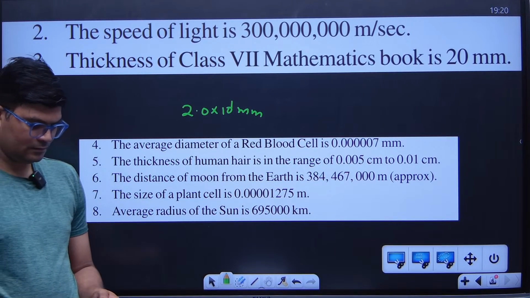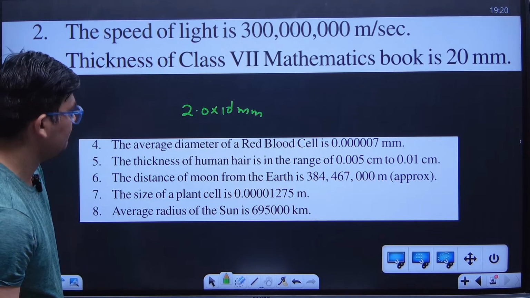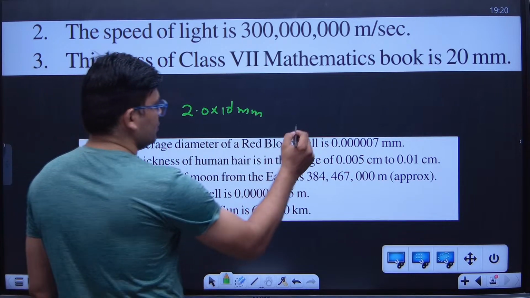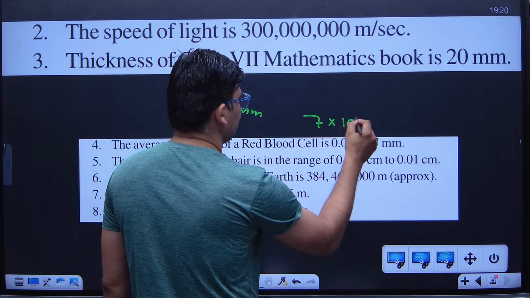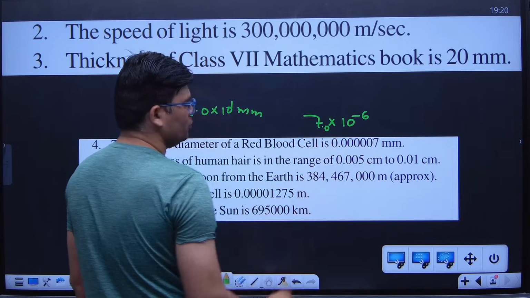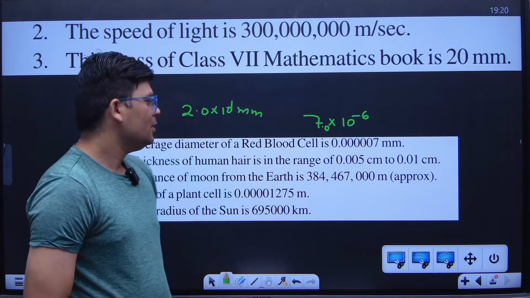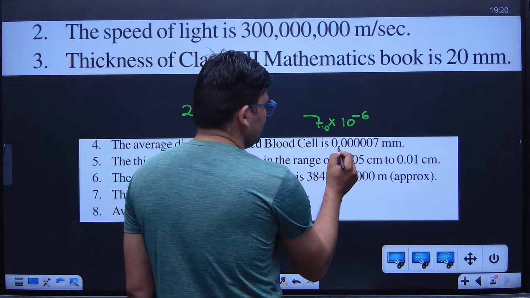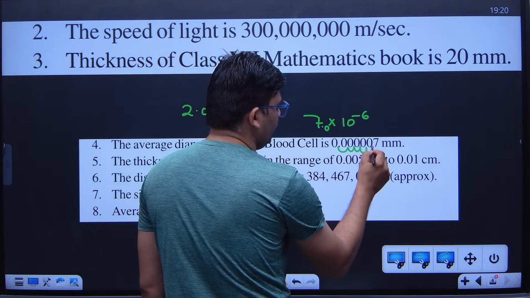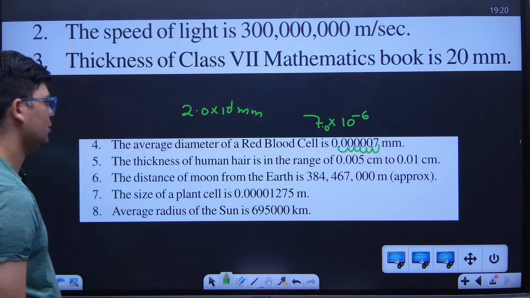7 into 10 to the power minus 6. Always try to put 0 so that you are comfortable with that. There is nothing harm in putting it. So let me check. The decimal is here, so 1, 2, 3, 4, 5, 6. Wonderful. Next.